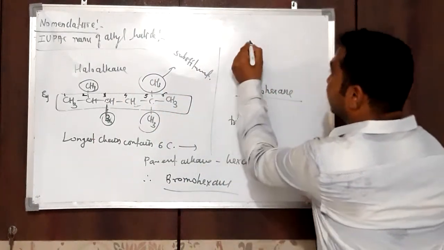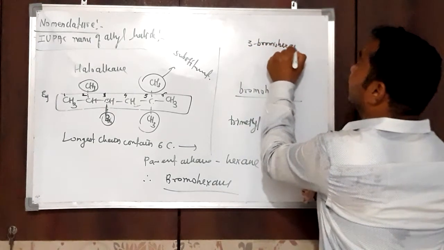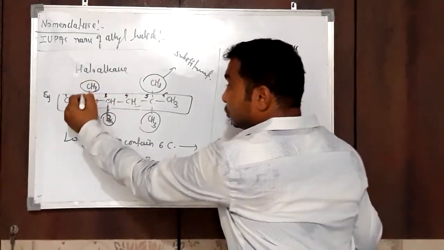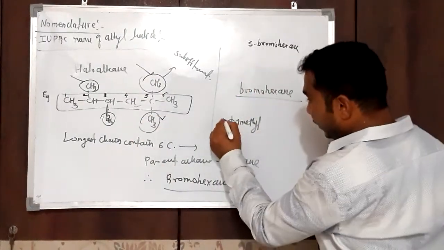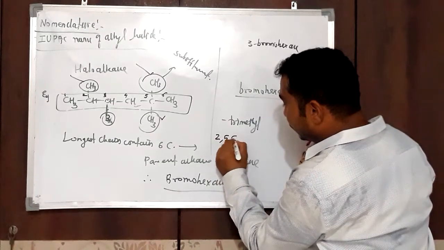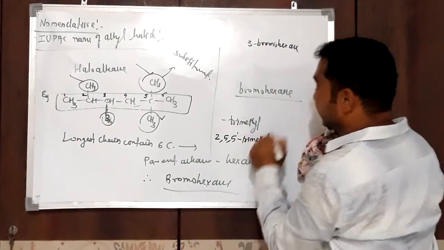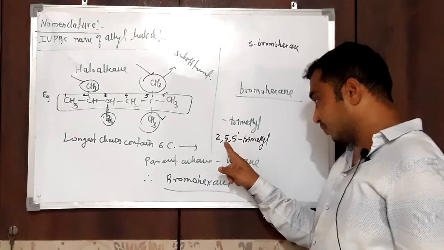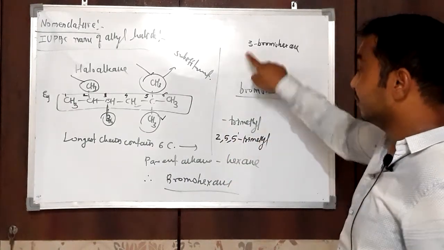Therefore 3-bromohexane, right? And three methyl groups are attached to carbon number 2, carbon number 5, carbon number 5. It means before the name of this alkyl group we have to add 2, 5, 5 dash trimethyl. Okay. So these three methyl groups are attached to carbon number 2, carbon number 5 and carbon number 5. Okay. So bromine is attached to carbon number 3.